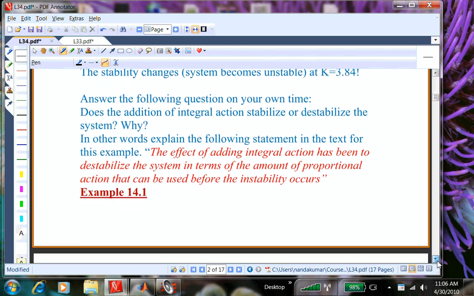Next, I say answer the following question. This is a statement from one of the textbooks in control. It says the effect of adding integral action has been to destabilize the system in terms of the amount of proportional action that can be used before instability occurs. If you're going through a course like this, you should be able to decipher and understand what it says. What is it saying?